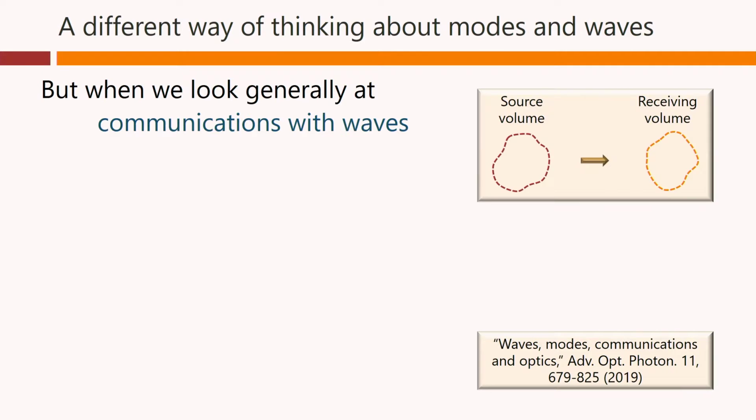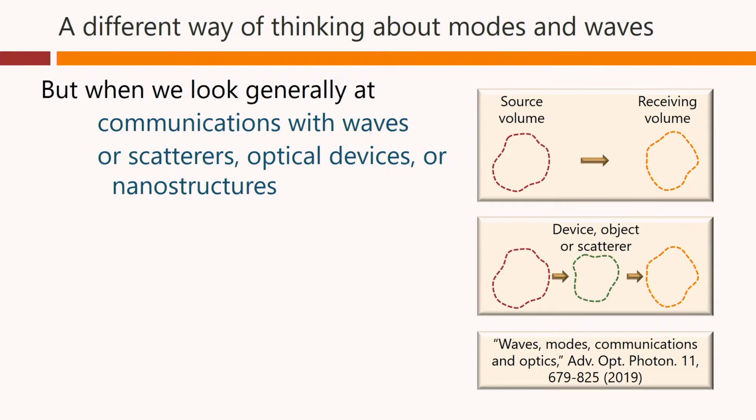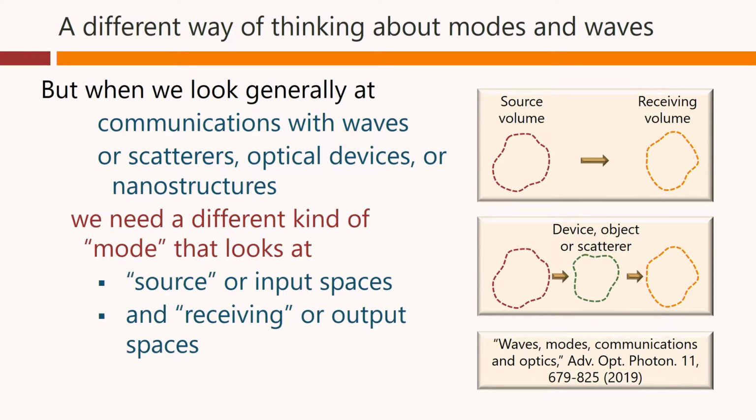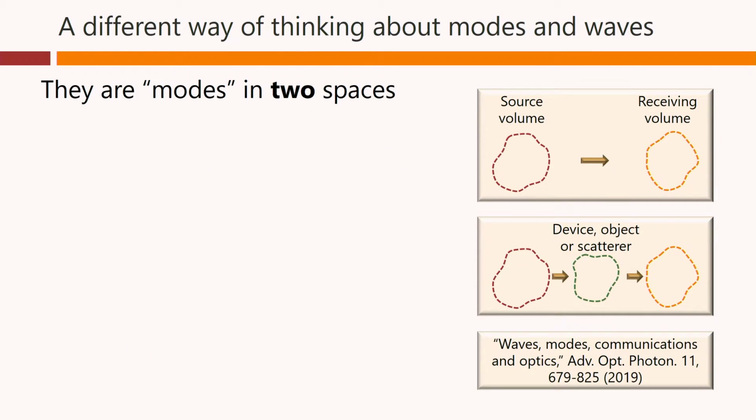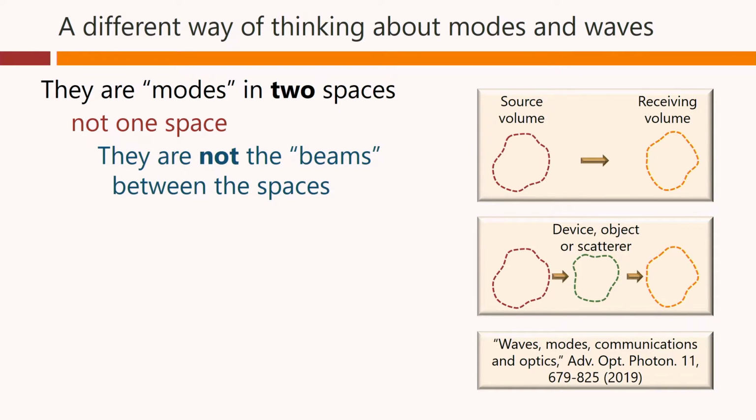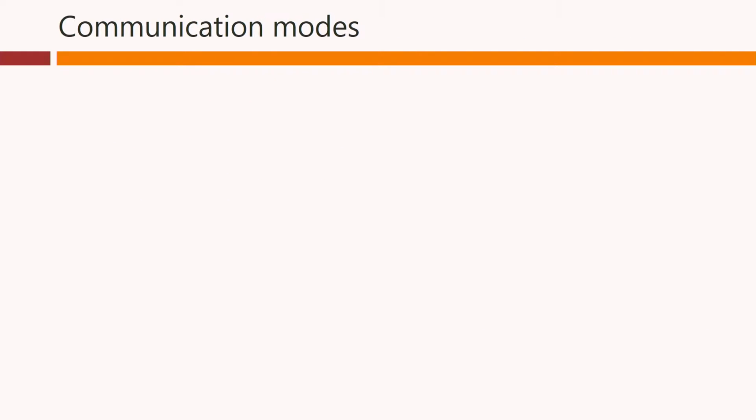But when we look generally at communicating with waves, or scatterers or optical devices or nanostructures between some source and receiving volume, we need a different kind of mode that looks at these source or input spaces and receiving or output spaces. They are modes in two spaces, not one space. They are not the beams between the spaces.